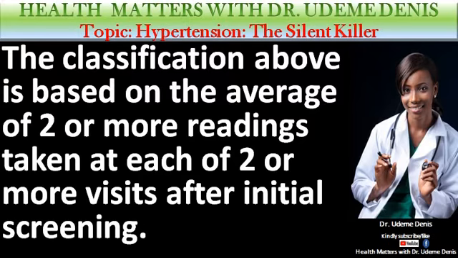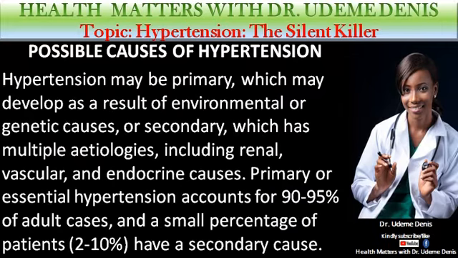The classification above is based on the average of 2 or more readings taken at each of 2 or more visits after the initial screening. What are the possible causes of hypertension? Hypertension may be primary, which may develop as a result of environmental or genetic causes, or it may be secondary, which has multiple etiologies. Primary or essential hypertension accounts for 90 to 95% of adult cases, and a small percentage of patients have a secondary cause of hypertension.